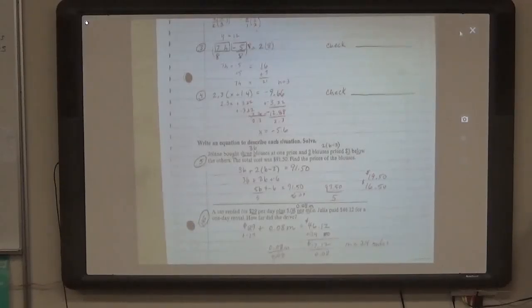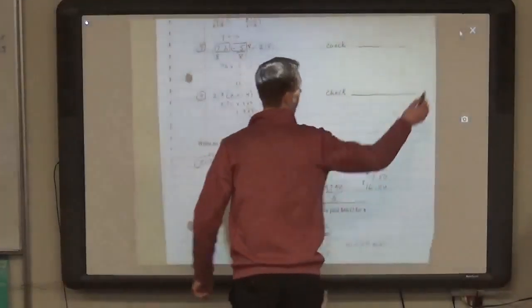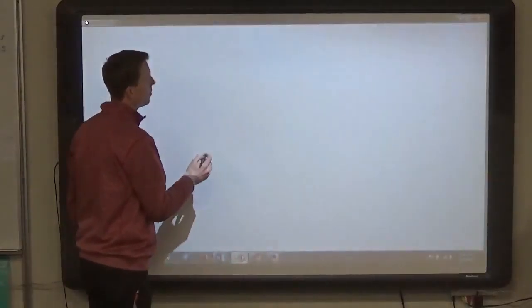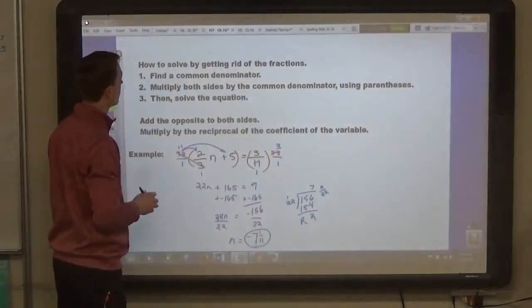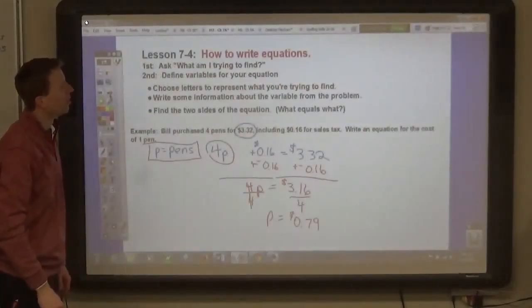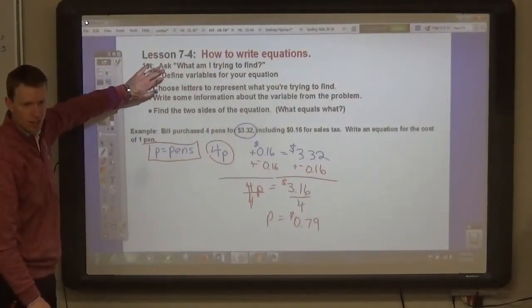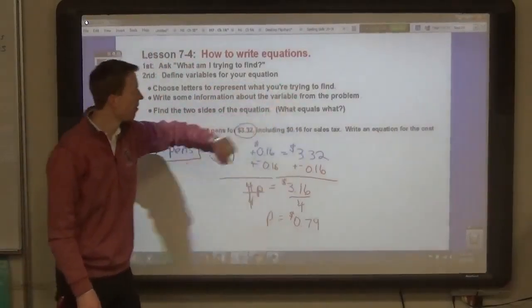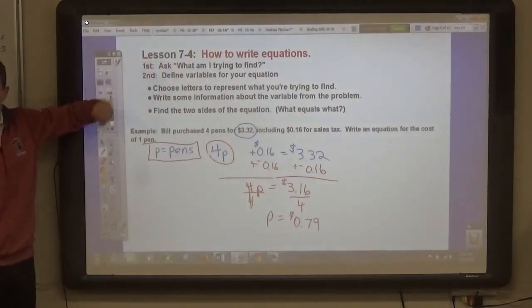Okay, seventh graders, let's go through lesson 7-4. In lesson 7-4, we're going to be talking about problem solving. And specifically, when you're solving, you sometimes have to write equations and write down expressions for equations, okay? So, here's how you write equations.